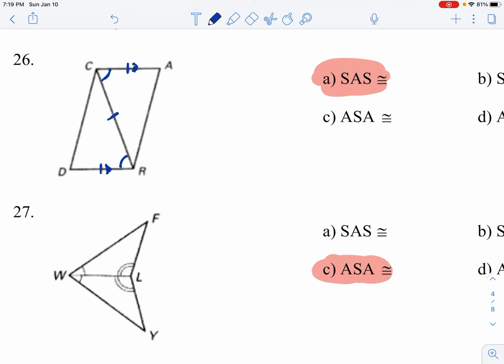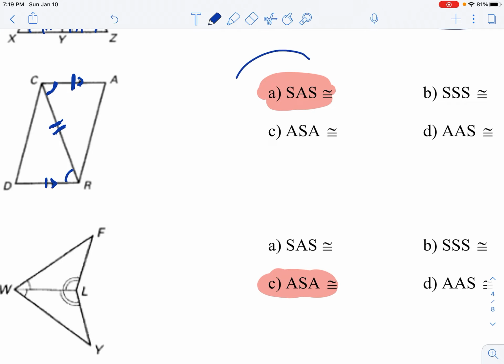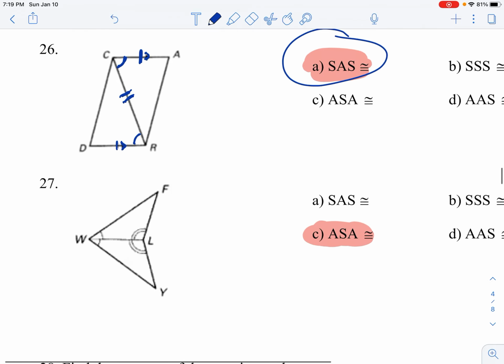Then we've also got the reflexive property, which I'm going to mark twice to show that that's different. So what do we have? We have a side, an angle, and another side, which would be why I circled or highlighted A.